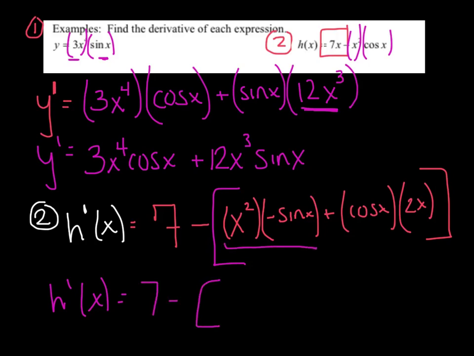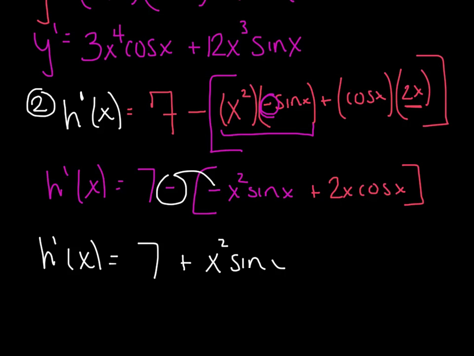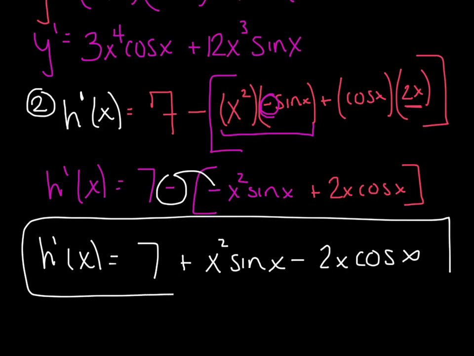So as I write this term, this negative sign has to be pulled out front. So I'm going to say this is negative x squared sine x. You can't leave it inside because it looks like then you're subtracting. So just be clear that you always pull negatives out front. This is going to be plus, again, this coefficient gets written out front, 2x cos x. And then lastly, I just got to be real careful with this negative sign here and distribute it. So h prime of x is actually 7 plus x squared sine x minus 2x cos x. And there you have it.